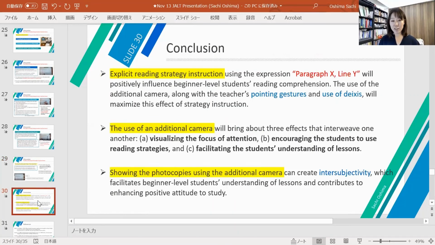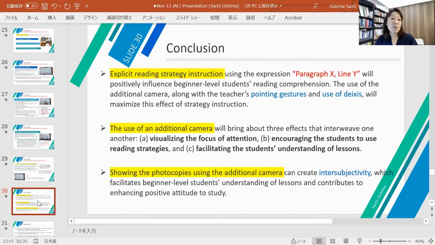So in conclusion, explicit reading strategy instruction using the expression "paragraph X, line Y" positively influences beginner level students' reading comprehension. The use of the additional camera along with the teacher's pointing gestures and use of the axis will maximize the effect of strategy instruction. The use of an additional camera will bring about three effects that interweave one another. First, visualizing the focus of attention. Second, encouraging the student to use reading strategies. And third, facilitating the student's understanding of lessons.